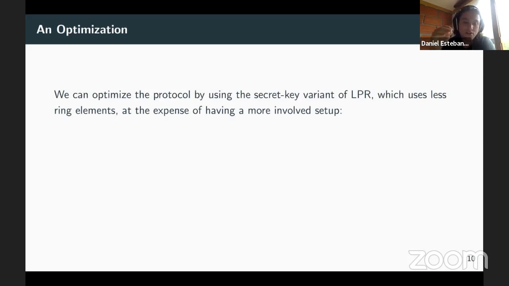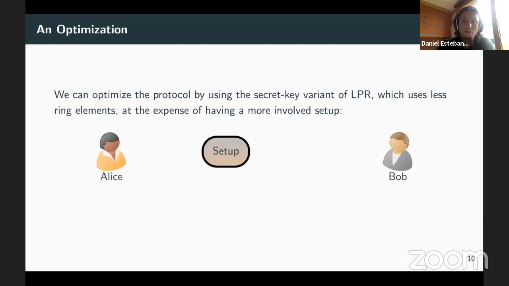Similarly to the way we define the public key encryption scheme, there is a secret key encryption scheme that uses only one ring element, but at the expense of not being public anymore. So you need the secret key to encrypt and decrypt as well. If you modify the protocol to use the secret key variant, then everything becomes more efficient, but unfortunately the setup is more involved. It's not a PKI anymore, which is a very natural assumption. Now it's more complicated.